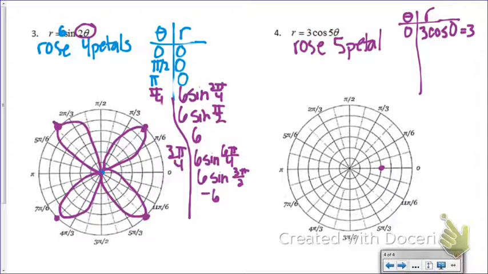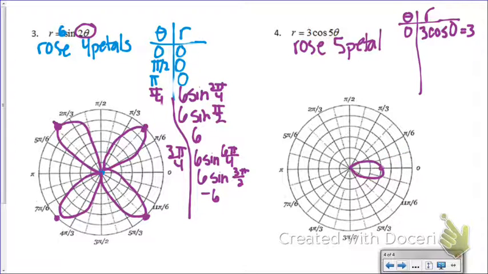Now at this point, to work this out perfectly, it doesn't need to be 100% perfect for what we're doing in here. But what you need to do is be able to recognize that this is a rose, it is going to have 5 petals, they are going to be a distance of 3, and then one of them is located here at 0.